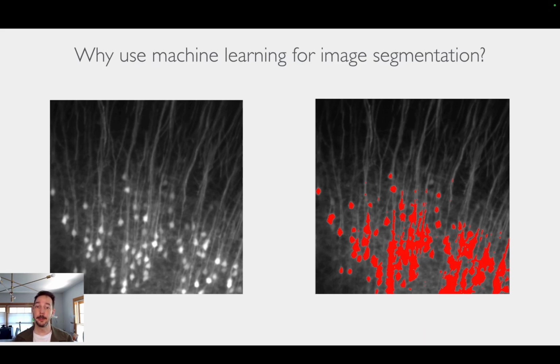And so here's an example where we're using just a simple thresholding approach to isolate these cell bodies from the dendrites and axons in the image, and you can see it's quite a difficult problem to solve.